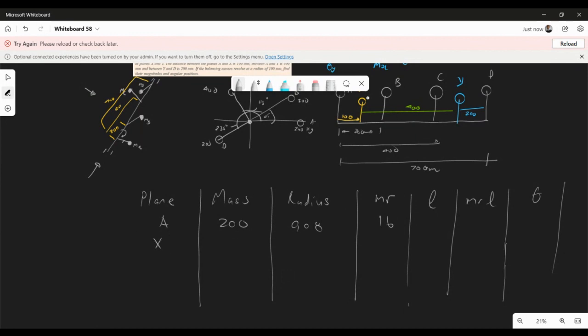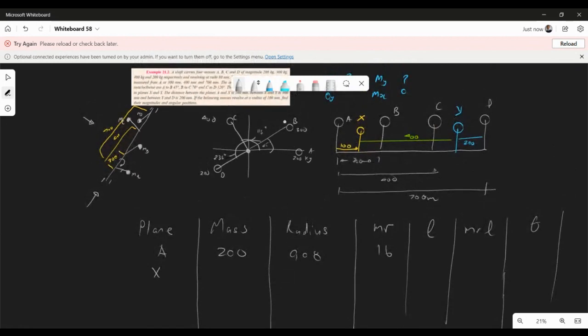X is what we're going to use as our reference plane. Typically we will refer everything to this plane. It'll make sense why. We do the same for A. We don't know this, but we know the radius is 0.1, so our MR will be 0.1 times mx.